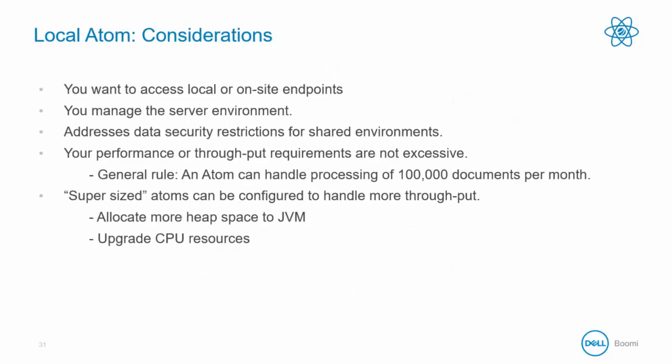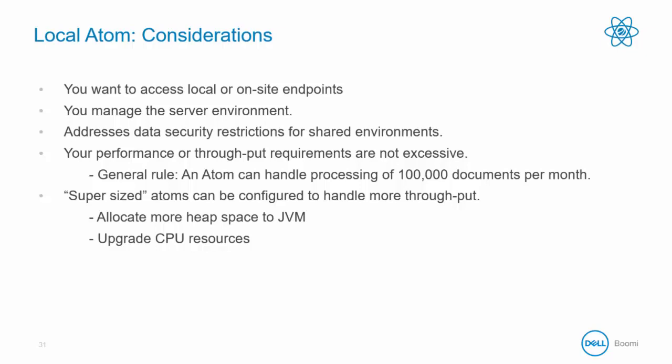So you will choose an Atom runtime if you want access to local or on-site endpoints, perhaps like a database, file shares, or on-premise APIs, or cloud-based platforms and APIs as well. You will choose an Atom runtime also if you're able to procure and manage your own local server environments. Perhaps your organization restricts locating data in shared environments, so the local Atom meets this requirement since no data is passed to the platform. You would choose an Atom if your performance or throughput requirements are not excessive.